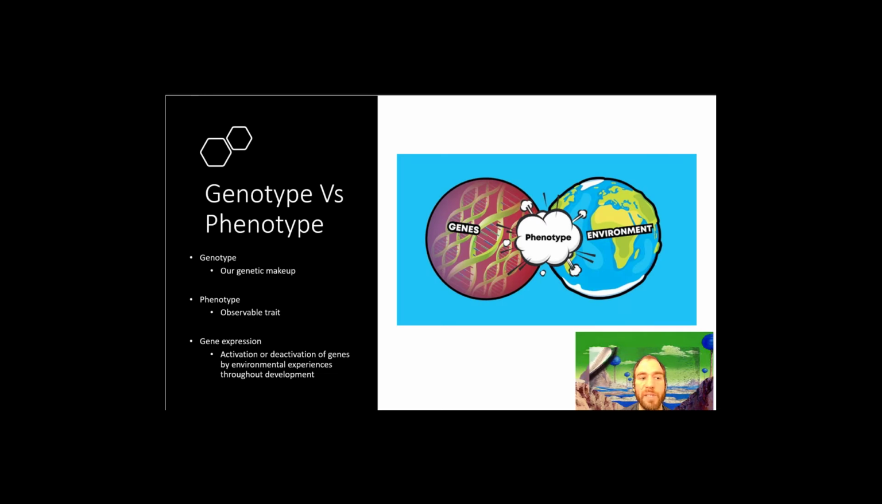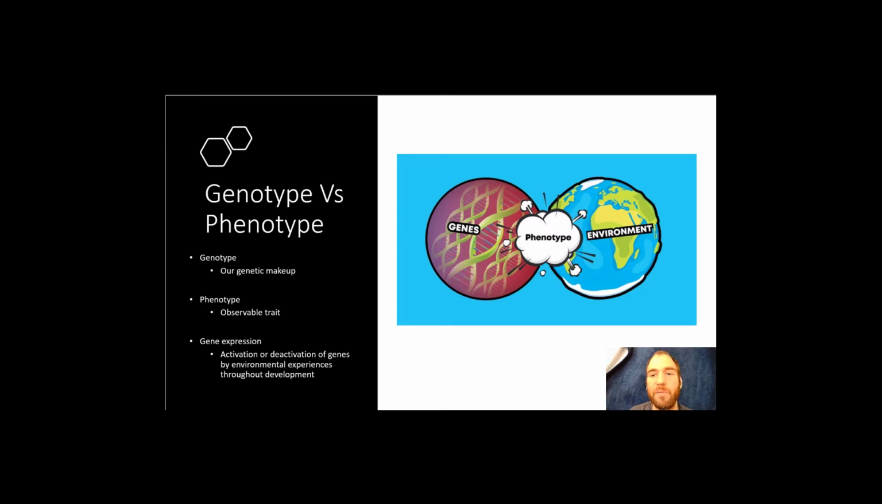Genotype versus phenotype. Genotype is our genetic makeup. A phenotype is our observable trait. Gene expression is the activation or deactivation of genes by environmental experiences throughout development. So what we're really talking about here is that just because you have a particular gene does not mean the gene will be expressed, and that's what we mean by gene expression. When the gene is expressed and is observable in the real world, that is referred to as a phenotype.